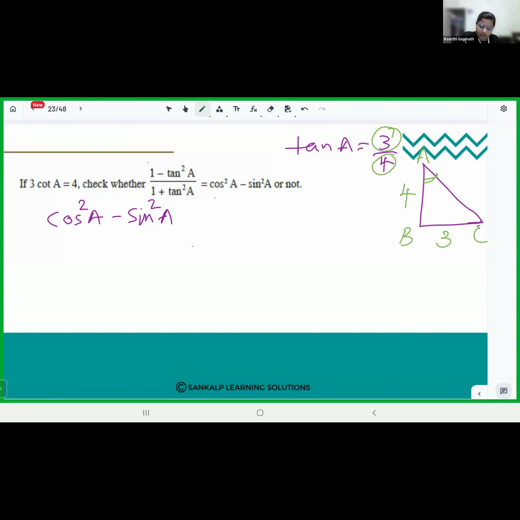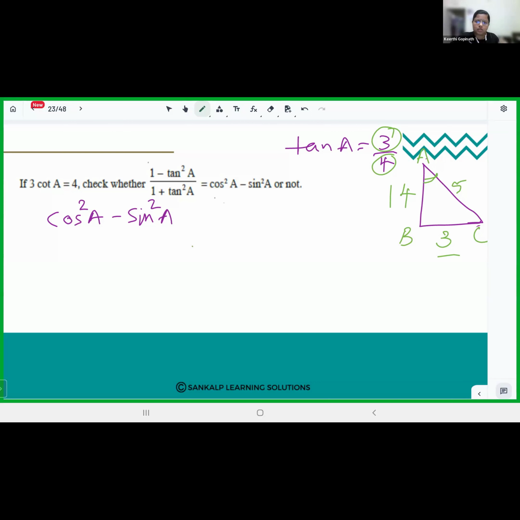So opposite side is 3, adjacent side is 4. So what will be AC? AC will be 5, right? By applying the Pythagoras theorem, you get the value for AC: you take the root of 4 square plus 3 square, that will give you 5. These are called Pythagorean triplets. I'm not solving that, it is an easy part, you just apply it in the Pythagoras theorem. So you get the value of AC, that is nothing but 5.